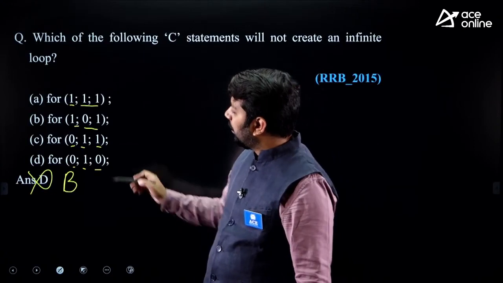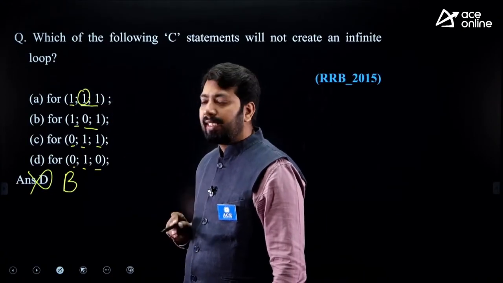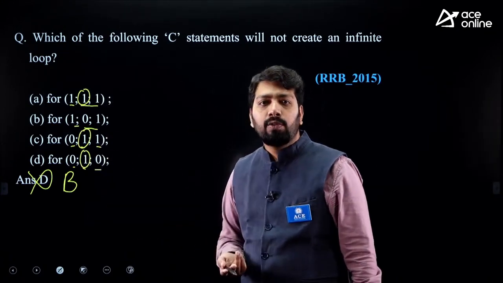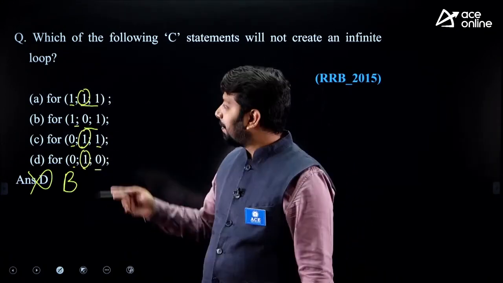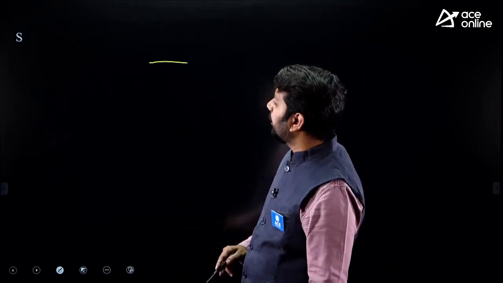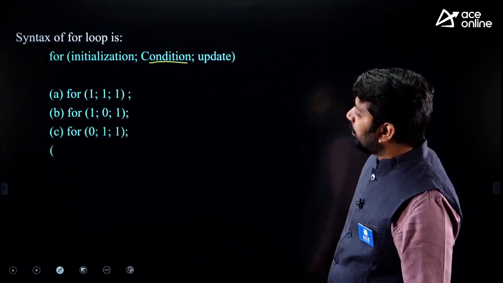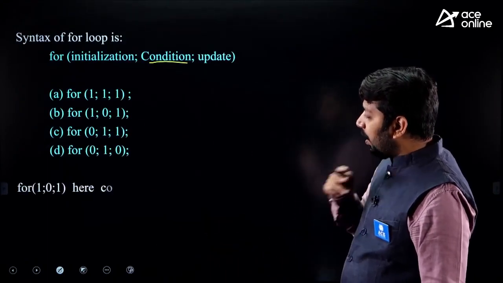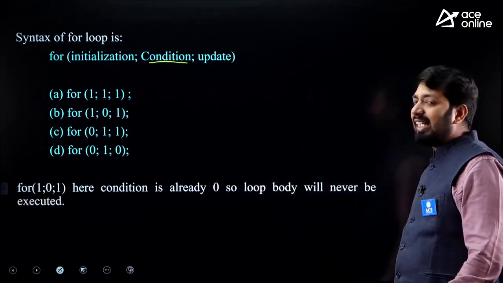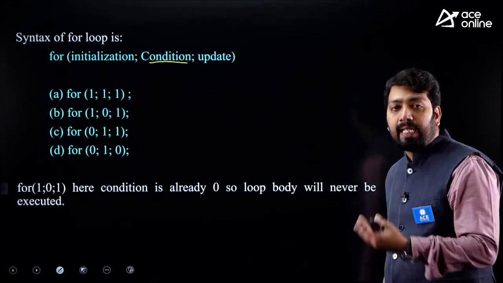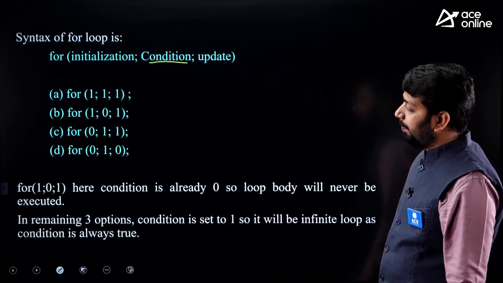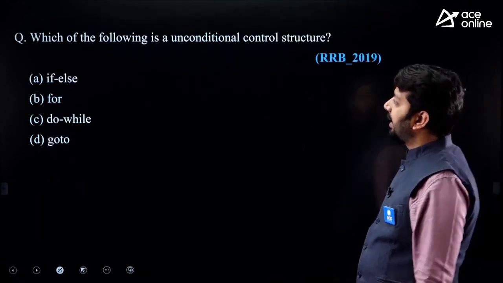Now come back to our question. One is considered as true, so it is always true. If it is always true, that means it is infinite loop. So we will get the non-infinite loop only in the option B. Here you can see only in the option B, for 101 our condition is already 0. That means the body of the loop will never be executed. We will directly go outside the loop. So answer is B. Okay. Next.